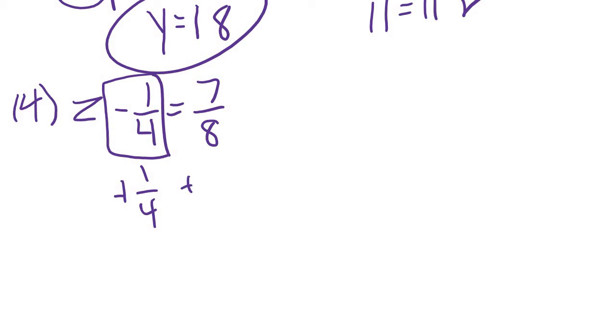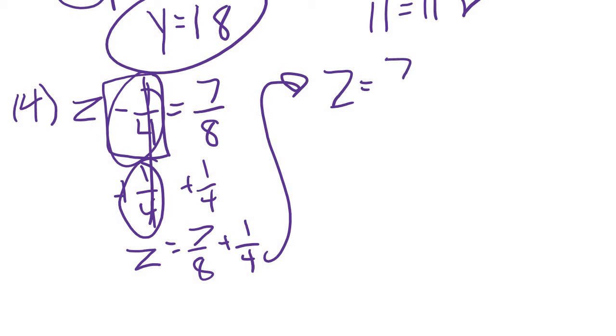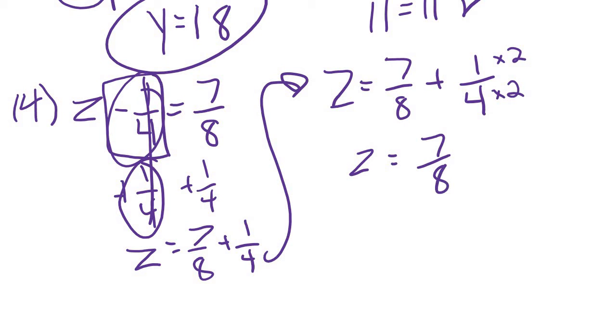What we do to one side of the equal, we must do to the other. So minus 1/4 and plus 1/4 are going to cancel. We're now going to have z is equal to 7/8 plus 1/4. Now we got to do some denominator magic here. We need common denominators, so we're going to multiply this times 2 and that times 2. And we're going to get 7/8 plus 2/8.